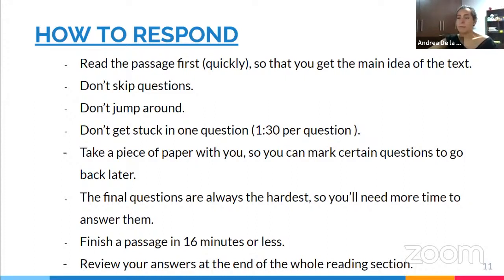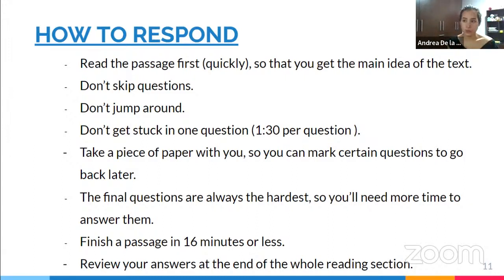However, my best suggestion is please, first, don't skip any questions. No dejen en blanco ninguna pregunta. If you don't know the answer, take a guess. Adivinen. Let's say that you are in question 3 of the first passage and you are taking too long to answer the question. You're taking more than 2 minutes. If you're already spending 2 minutes on this question and you still don't know the answer, then it's time to move on to the next question.